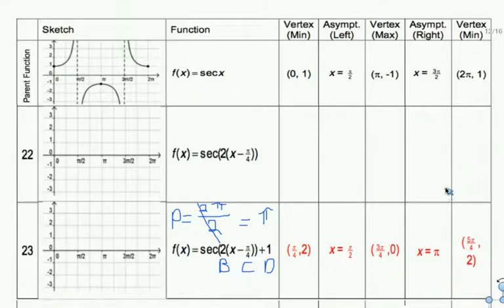Sorry, guys. All right, so hopefully that was problem number 23. Hopefully you can figure out what transformations you have to do for problem 21 and 22 on your own.